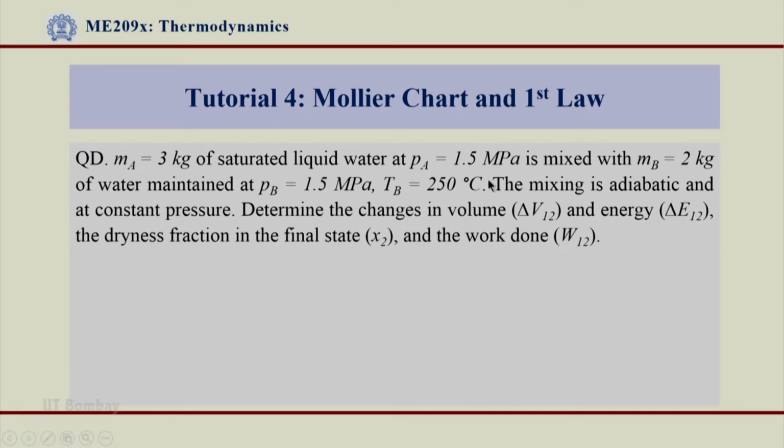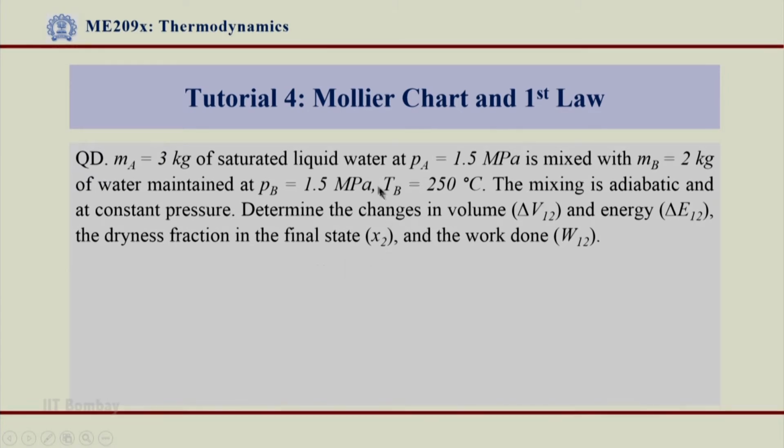So, you have to understand that there are two compartments. One is maintained at the given pressure and is saturated liquid water, that is the condition given. The other, Mb equal to 2 kg, is maintained at a pressure of 1.5 MPa and a temperature of 250 degrees centigrade. The mixing is adiabatic, that means Q is equal to 0, and at constant pressure. So, two conditions are given for the mixing phenomena. Determine the changes in volume delta V12 and energy delta E12, the dryness fraction in the final state x2, and the work done W12, that is during the process from 1 to 2.